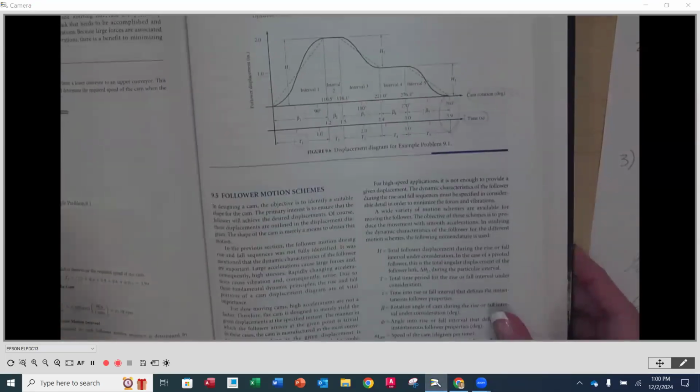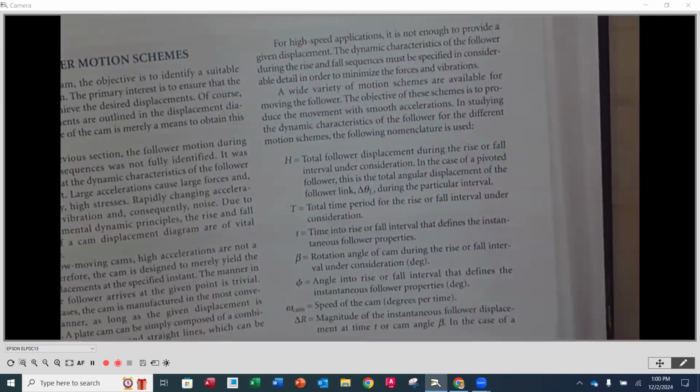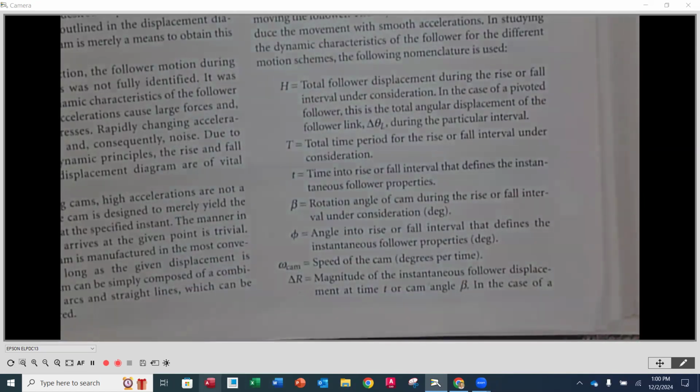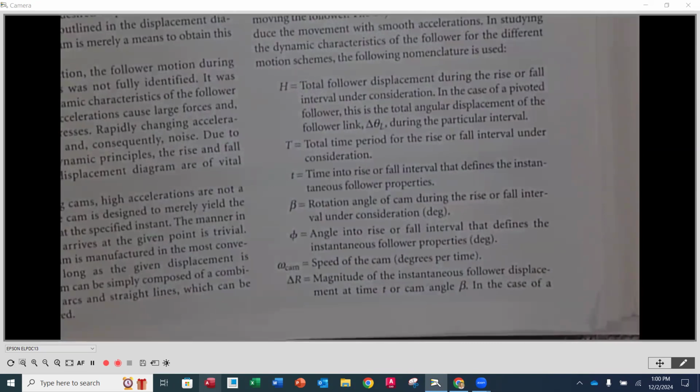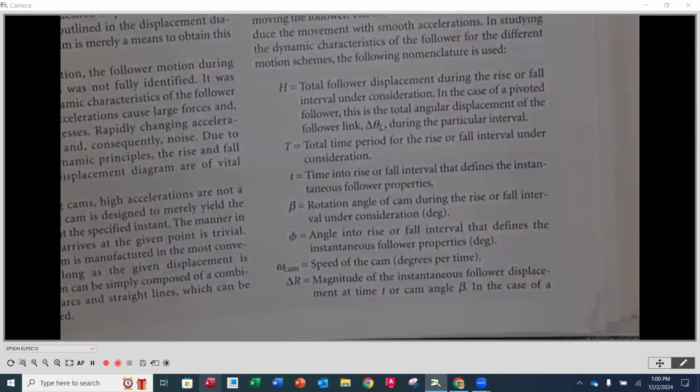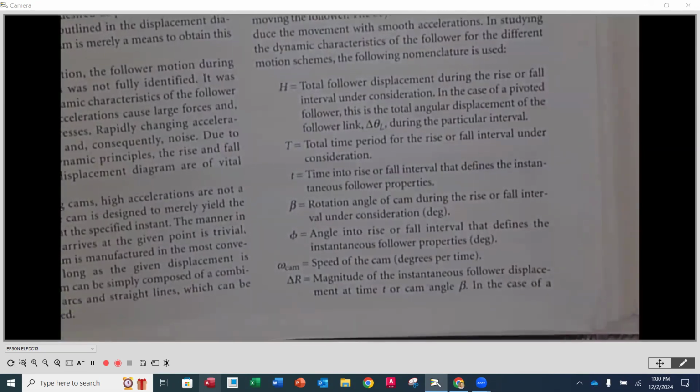On page 227, the section here, follower schemes. And here are some of the terms and the variables that we're going to be dealing with. And here gives, in some cases, a little bit more information on each one of them. So I listed them briefly in the PowerPoint presentation, but here are the full explanations for each. So number one, H, this is going to be the total displacement, whether it is rise and or fall, but it's going to be the total height or the total displacement in an interval.